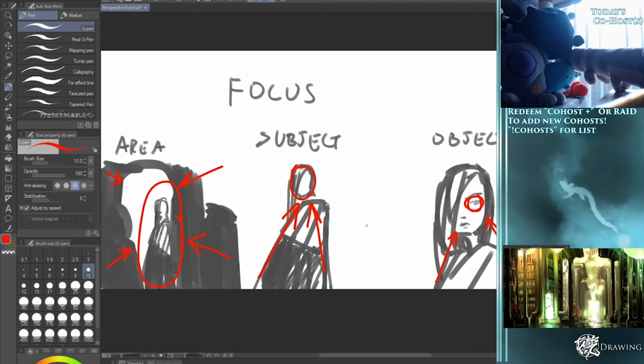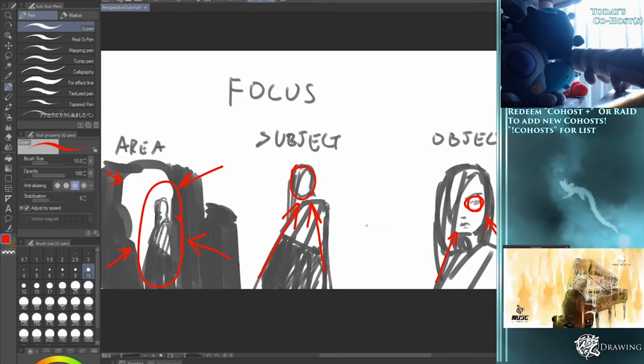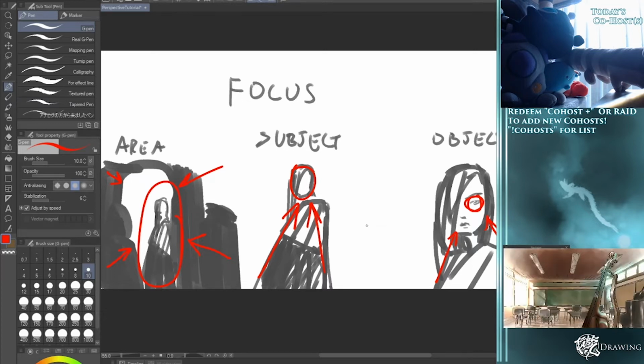I guess what I'm trying to say is that focus can operate at many different levels, depending on what kind of picture you're making. But it's always there. If you're thinking, well, I don't really need a focus or a flow, I'm just drawing a face, you still need it. It operates in any artistic realm. You're going to have this idea of focus and direction.